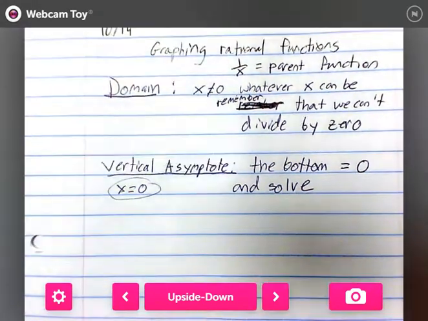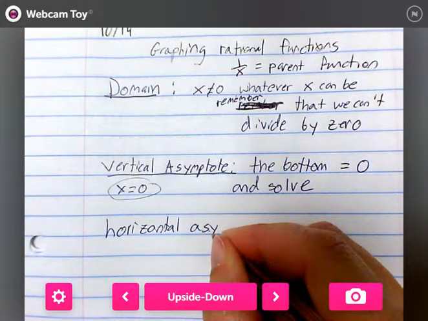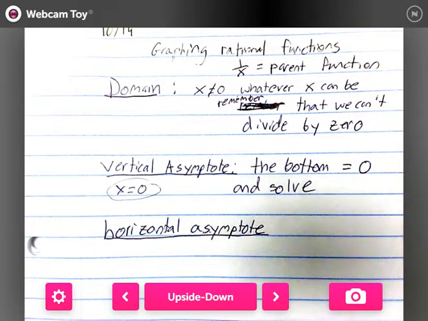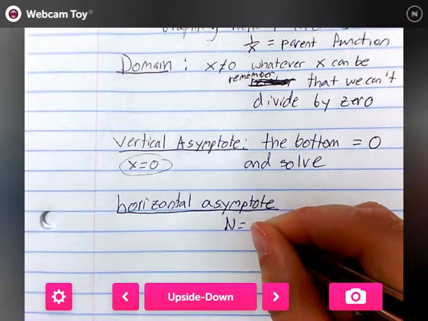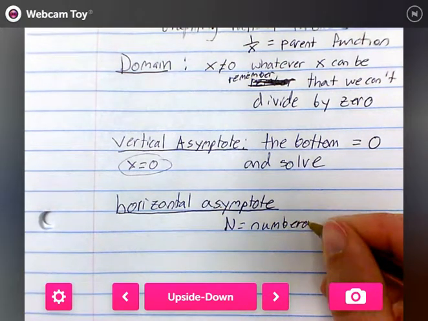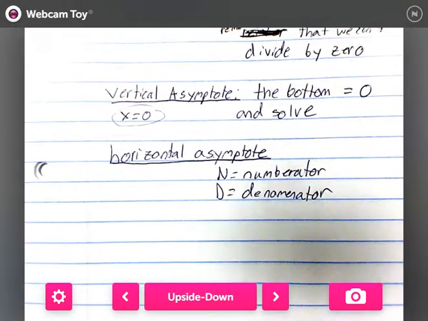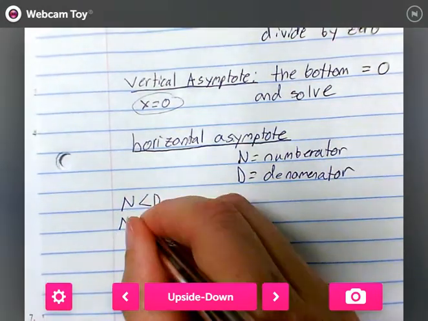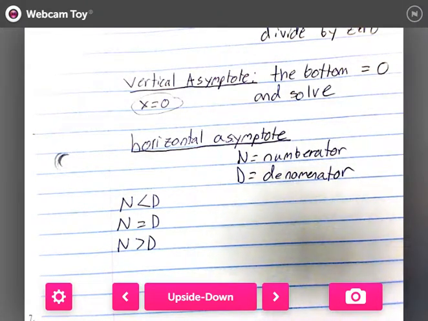Okay, now the real important part, because horizontal asymptotes are harder to remember. Horizontal asymptote really has 3 categories. Okay? So we're going to say n equals numerator, and d equals denominator. Okay. So there's 3 possibilities. The numerator is smaller than the denominator. The numerator is equal to the denominator. And then the numerator is bigger than the denominator. So we always have 3 possibilities.